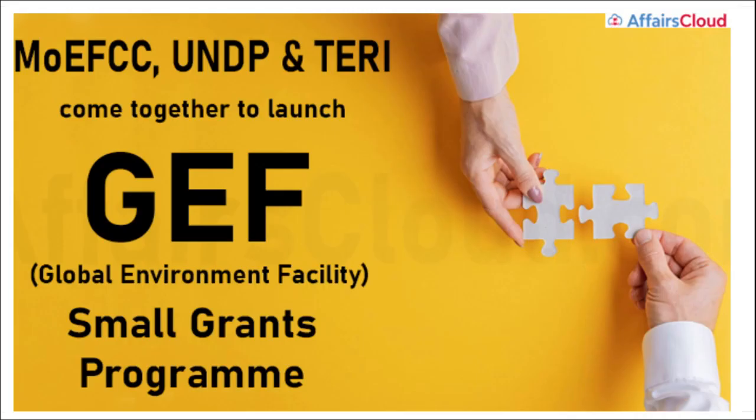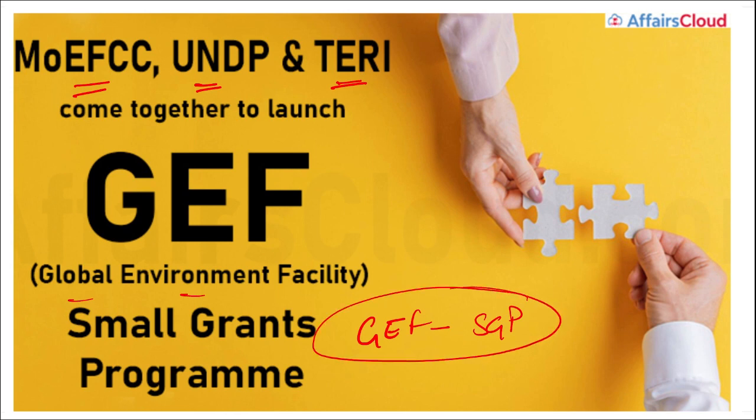Moving on, next we are talking about the Ministry of Environment, Forest and Climate Change, UNDP and TERI, that is the Energy and Resources Institute. These three organizations together collaborated to launch a Global Environment Facility Small Grants Program. I repeat, they together launched what? They together launched GEF SGP, that is Global Environment Facility Small Grants Program. So GEF SGP was launched by the three organizations mentioned: the Ministry of Environment, Forest and Climate Change, the United Nations Development Program and the Energy and Resources Institute.